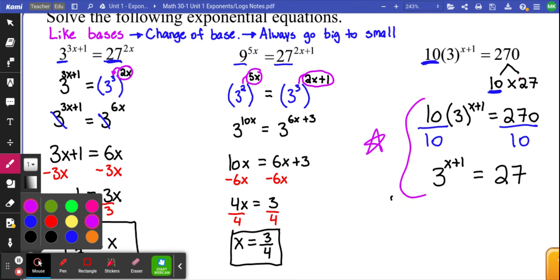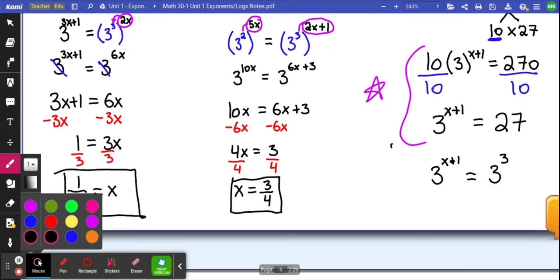Cool. I now have 3 to the power of x plus 1 equals 27. I can do change of base. This is 3 to the power of x plus 1 equals 3 to the power of 3. Focus on the exponent. X plus 1 equals 3. Move the 1 over. X equals 2.